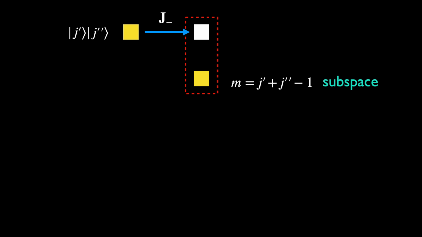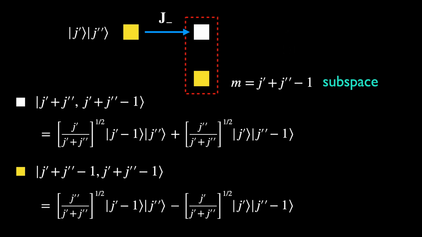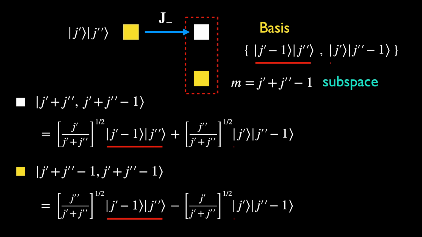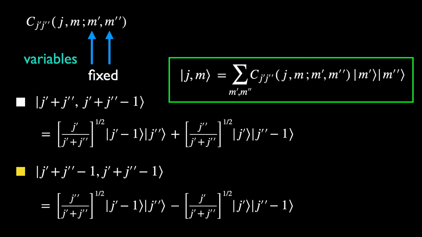These are the coefficients associated with the m equals j prime plus j double prime minus 1 subspace. We can evaluate these coefficients with the help of the two Jm states in it, which are solved earlier. Let's recall the convention for writing these coefficients. M' and M'' are taken to be fixed parameters, while J and M are variables.